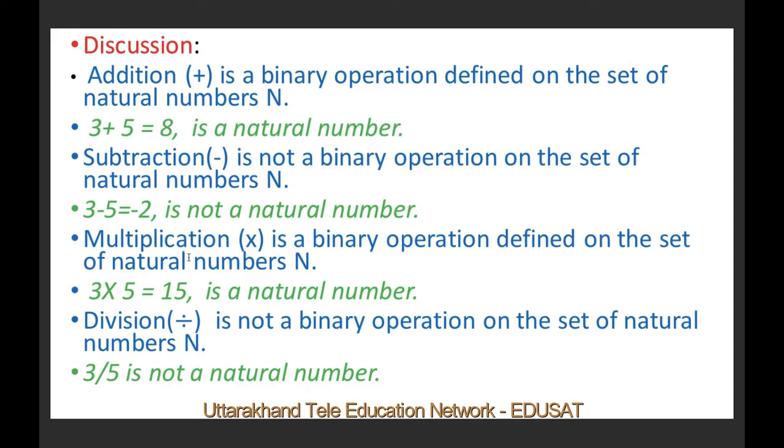Also, multiplication is a binary operation on the set of natural numbers, because product of two natural numbers is always a natural number. For example, 3 into 5 is 15, which is a natural number. Division is not a binary operation on the set of natural numbers, because if you divide one natural number by another number, the resulting number may not be a natural number. For example, if we divide 3 by 5, the resulting number is 3 upon 5, which is not a natural number, it is a rational number.